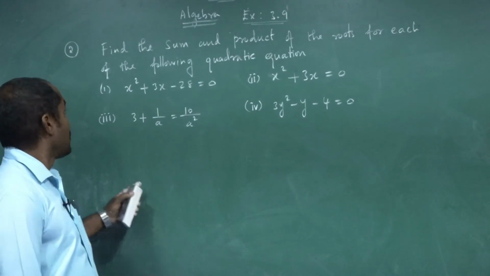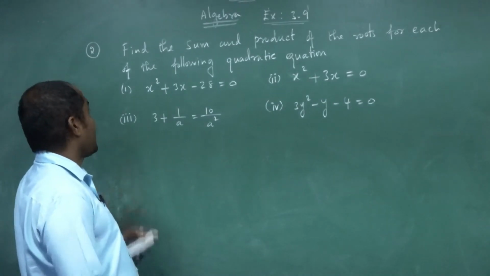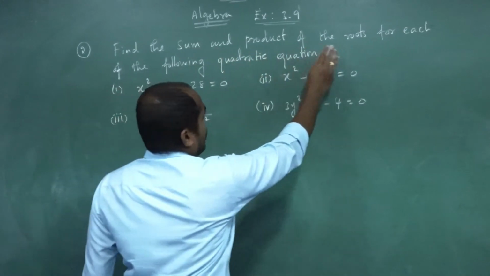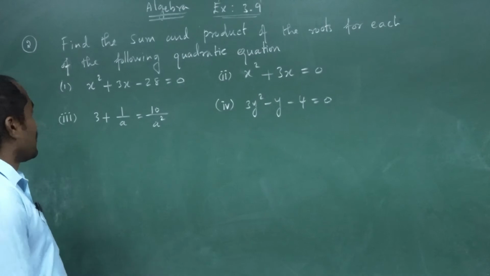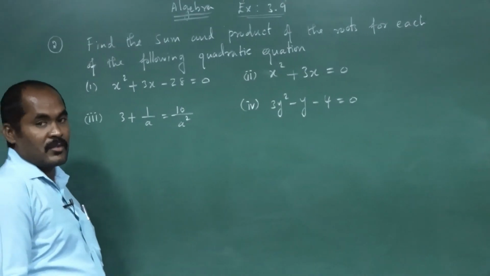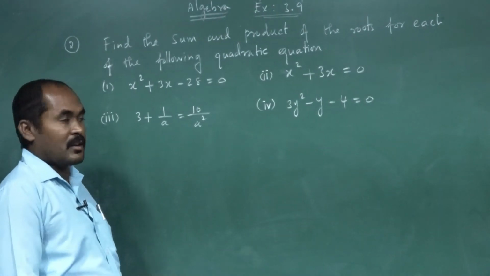So next, second question, exercise 3.9. Find the sum and product of roots for each of the following quadratic equations. So here, a quadratic equation is given, and we want to find the sum and product of roots.